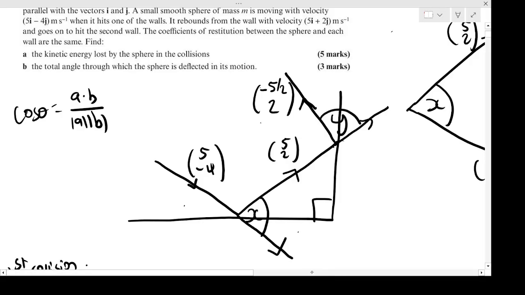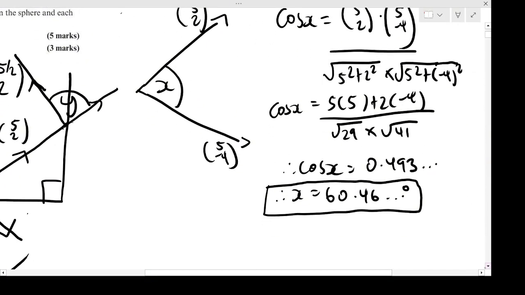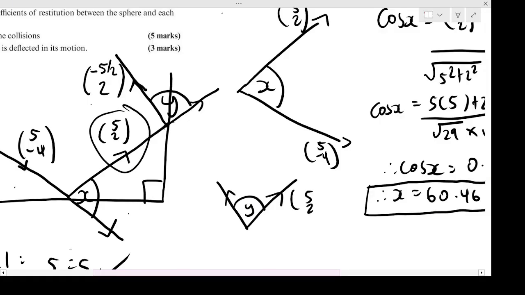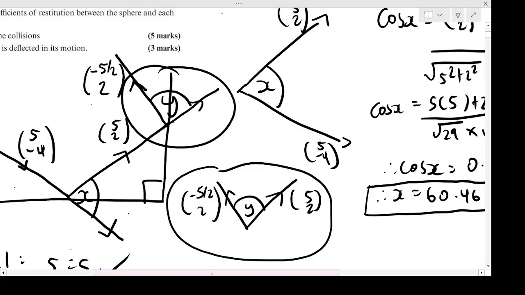And so again, if I draw that out, I'm going to draw it out like this. And so (5, 2) is going to be the vector there, and then (-5/2, 2) the vector there. Hopefully happy with this diagram here, which matches what's going on over there. So that's the angle deflection for the second collision.